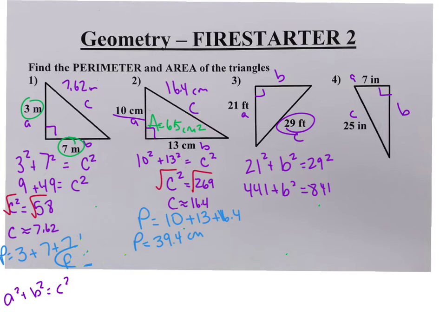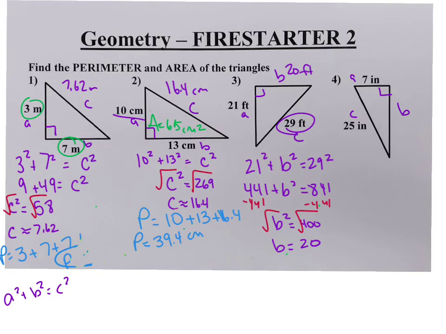So now I have to actually just use some algebra skills and minus the 441 over. So I end up with b squared equals 400. Now to figure out what b is, I have to square root both sides. So my b is actually going to be 20. And it's feet.